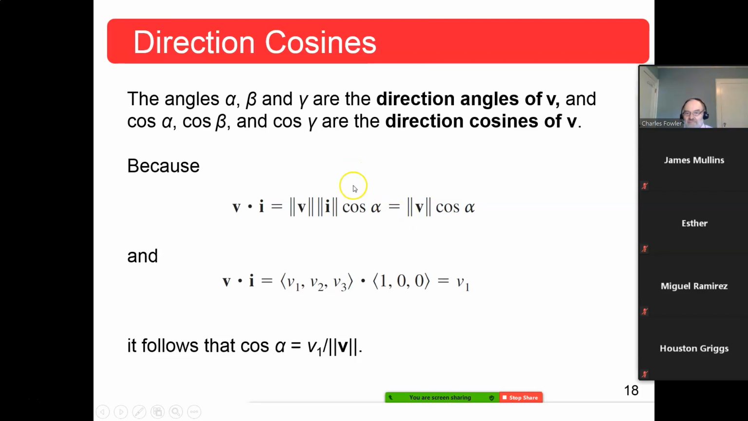What's more, v dot i would be v1, v2, v3 dotted with 1, 0, 0. That's what i is, right? And that just gives you v1. So the magnitude of v times the cosine of alpha is just the component of vector v in the direction of the i vector. That's it. It follows that the cosine of alpha, which is this quantity here, is equal to v1 divided by the magnitude of v. v1 is the magnitude of that component in the x direction, divided by the magnitude of the vector.